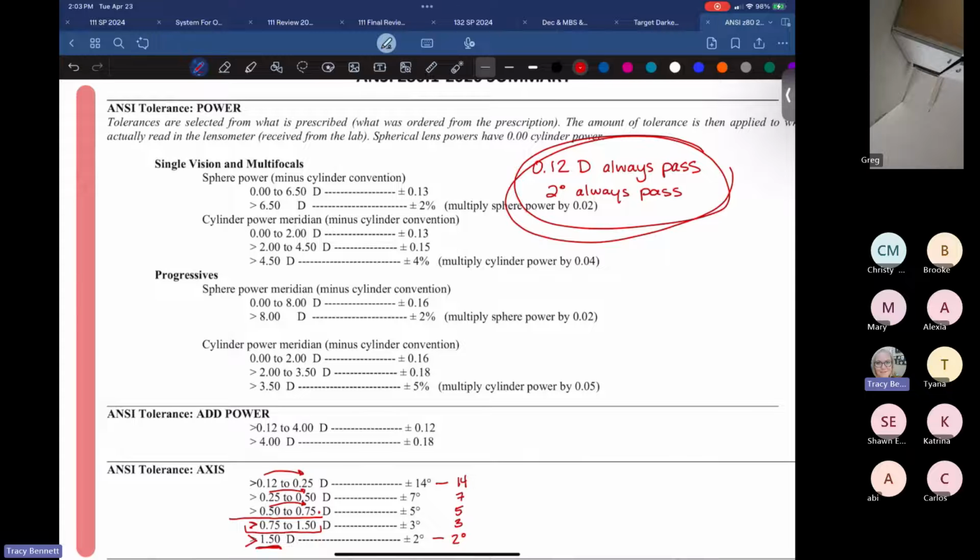Greg, are you close by? I am. What's up? You took your ABO already. How much of the ANSI stuff is on the ABO? I mean, they're not trying to trick everybody, right? No. It's straightforward questions. They're just going to ask, hey, you have a script. It'll give you the script, and it'll say, what's the ANSI tolerance for the axis, like whatever, like a quarter diopter.